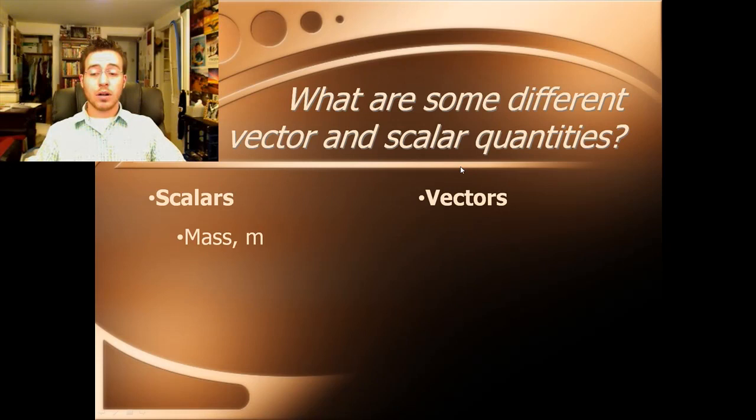As I said before, mass is one of the prime examples of a scalar quantity. On the other hand, weight, which is the force of gravity pulling on your mass, is going to be a vector, since it is a force.